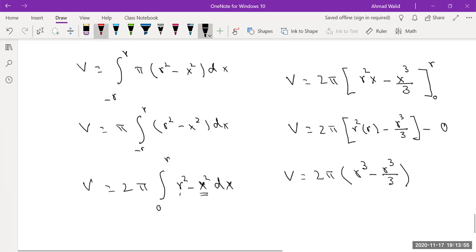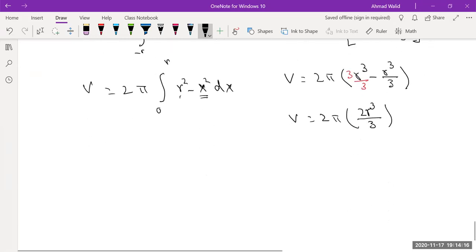You need a common denominator of 3. Then 3 times 3 times 3. Then you say V equals 2 pi times 3r squared minus r squared gives you 2 pi r cubed, not a square, over 3. Correct?